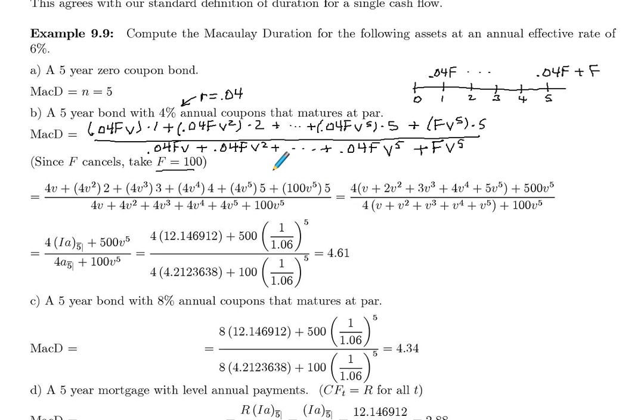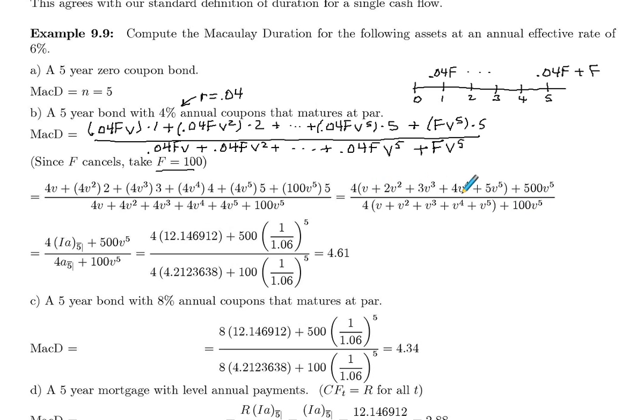Well, then notice that we've got a common 4 that we can pull out all across the first 5 terms. So I factored that out here. And then I multiplied the 5 in times 100 here, so 500 v to the 5th there. And then we've got a common 4 down here that we can pull out, so 4 times v, v squared, v cubed, v to the 4th, and v to the 5th. And then plus 100 v to the 5th.